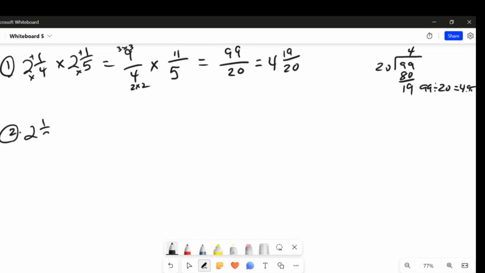We have 2 1/2 times 2 2/3. We have to change to improper fractions. 2 1/2: 2 times 2 is 4, plus 1 is 5/2, times 3 times 2 is 6, plus 2 is 8/3.